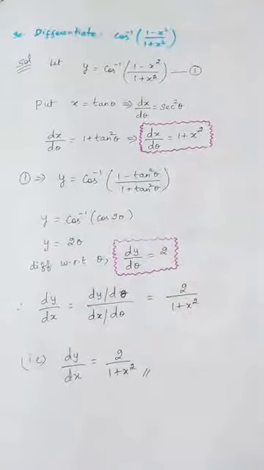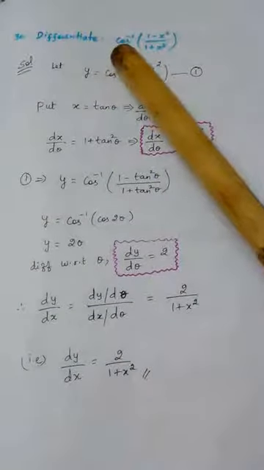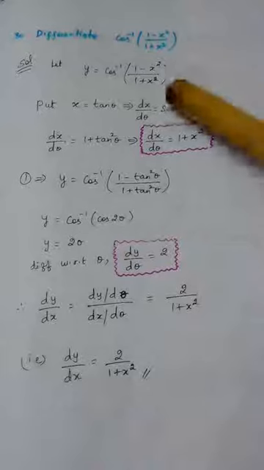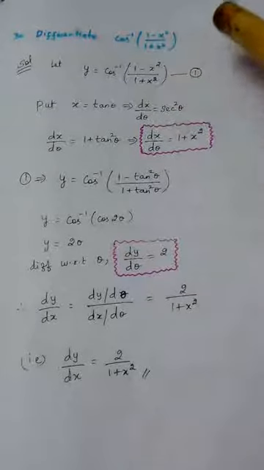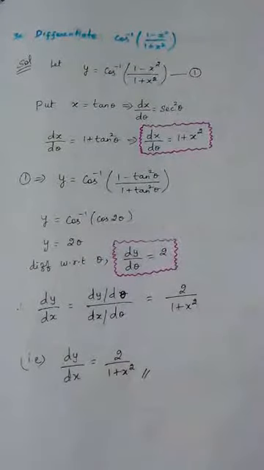And problem number 30. Differentiate cos inverse of 1 minus x square by 1 plus x square. And from this problem we are going to follow a different procedure, a different method. It's called the substitution method. So far we have used two functions given for us. X and y separately were given. They are functions of t. So we've differentiated both of them separately.